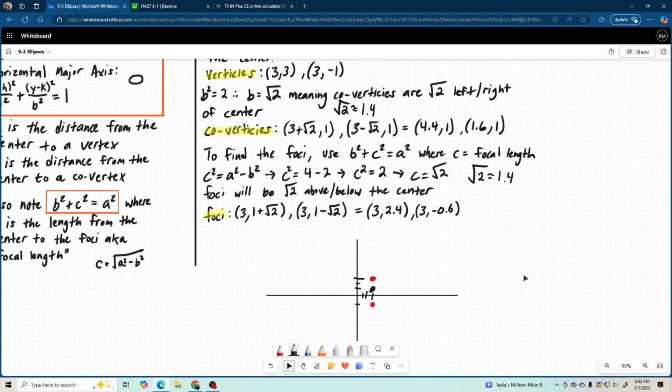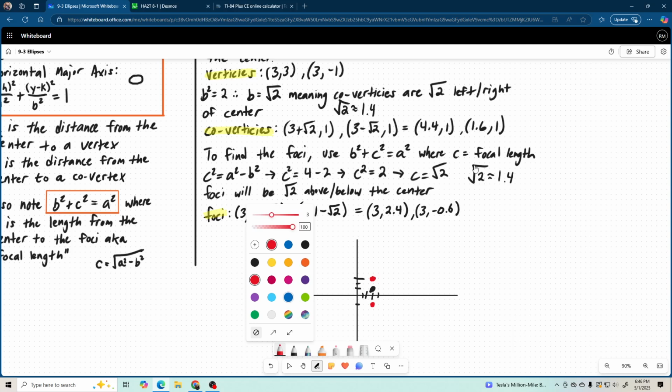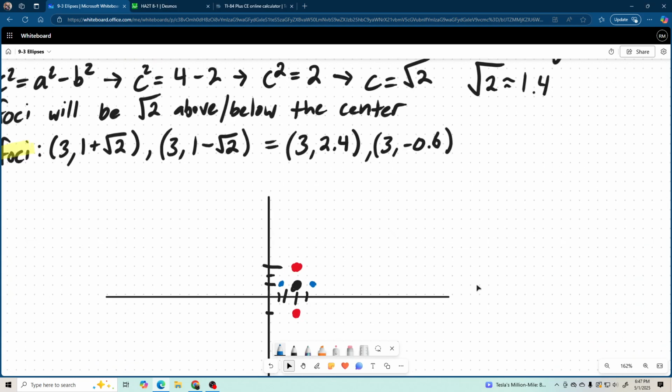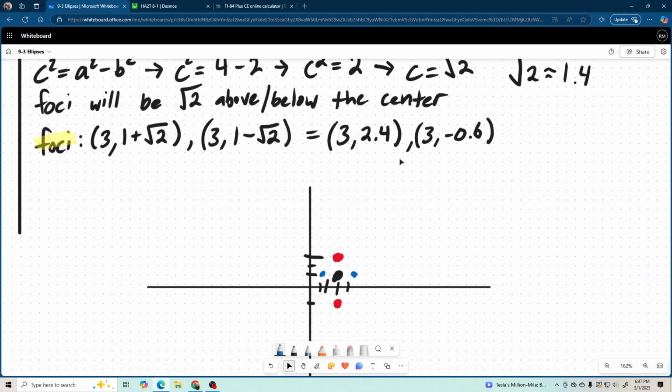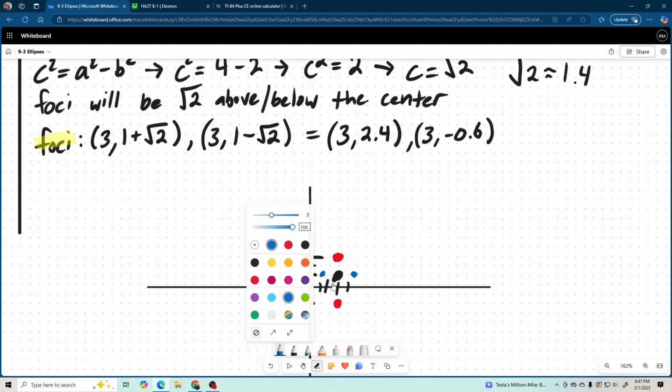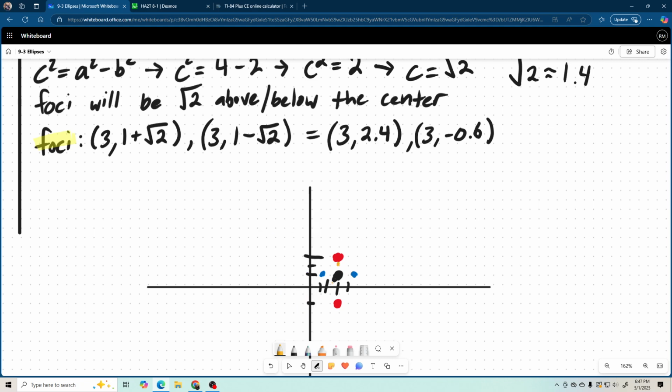And then our co-vertices are 4.4 comma 1. So we can just add like a 4. So 4.4 comma 1, let's go with blue, would be like here-ish. And then this one would be 1.6, so just a little bit past 1. So let's say like here, somewhere like that, right? And then I know this is kind of small, so we can zoom in, see if we can get this a little bit more. But remember, our foci are going to be at 3, comma 2.4. So our foci are actually going to be in between. At this point, it's going to be hard to draw just because of the scale of it. But the foci would be like here and here.